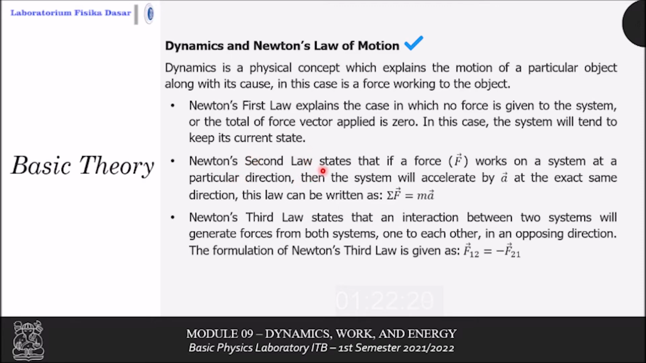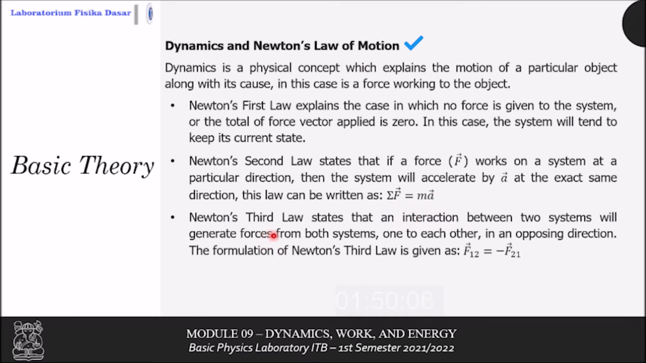The second law states that if a force F works on a system in a particular direction, then the system will accelerate by a in the exact same direction. The magnitude of acceleration depends on the ratio of proportionality, which is m, the mass of the system. Therefore, we could write the second law mathematically as sigma F equals m times a.